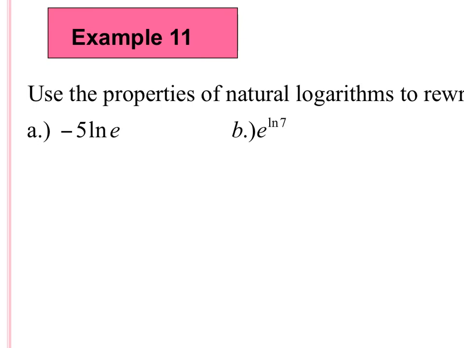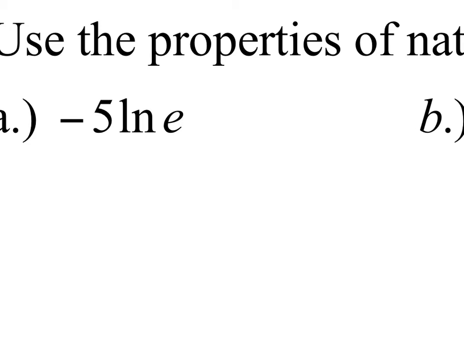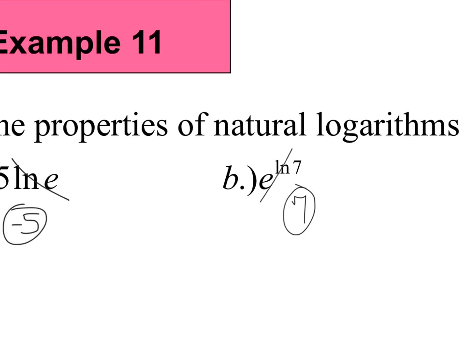Properties of natural logs are the same as our properties of logs. So if I look at this, I have negative 5 natural log e. ln and e are what of each other? They're opposites, inverses, so they cancel out. My answer is negative 5. E to the natural log of 7: e and ln are inverses, so they cross out. My answer is 7. Exponentials and logs are inverses. E to the x and your natural log are inverses of each other.